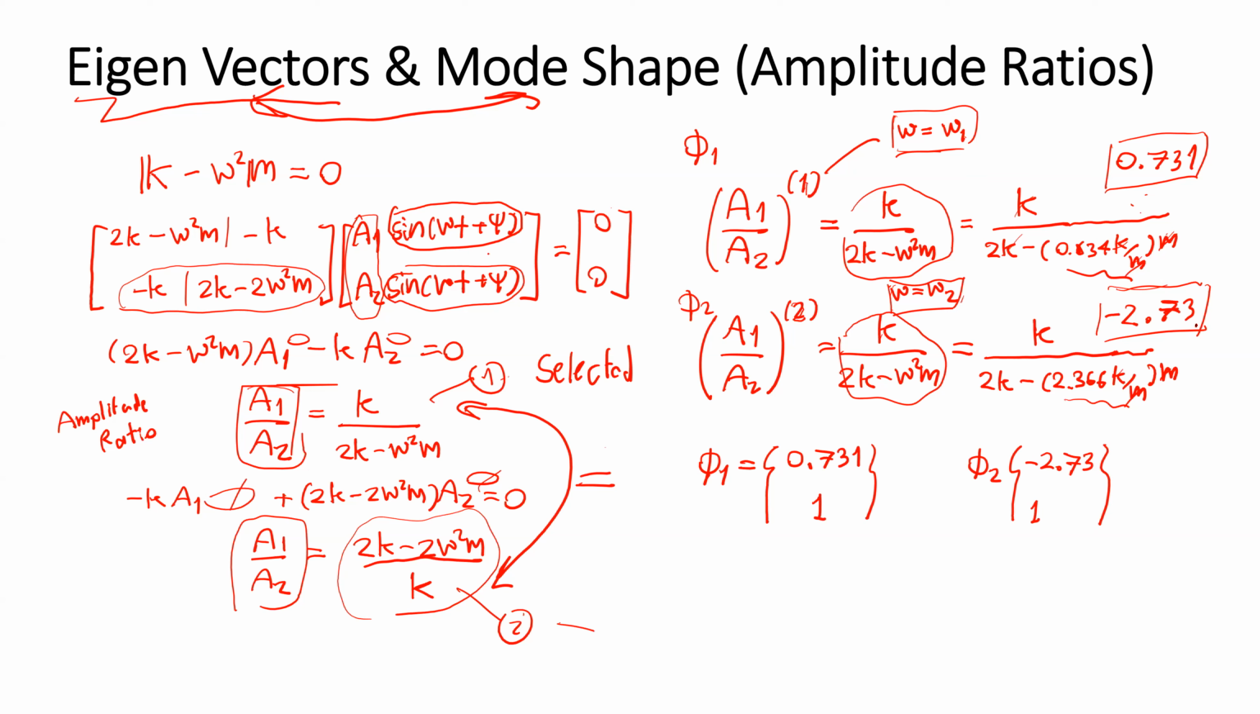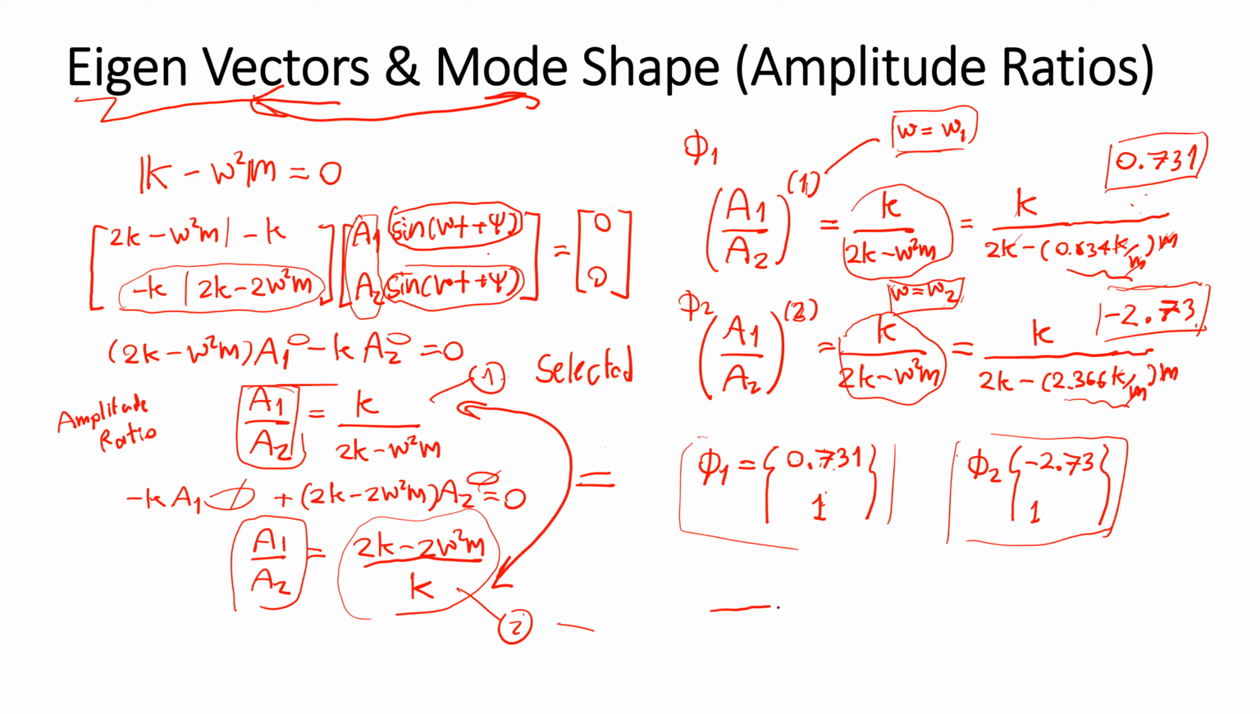2.73 here. The first mode shape means when the frequency is equal to the first natural frequency, the ratio of magnitude is this one. So if we just assume A2 equal to 1, A1 will be this value. The second mode shape happens at the second natural frequency. If we assume A2 equal to 1, A1 will be minus 2.73. So what is the physical meaning of this?